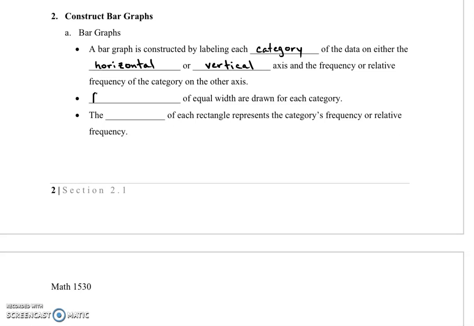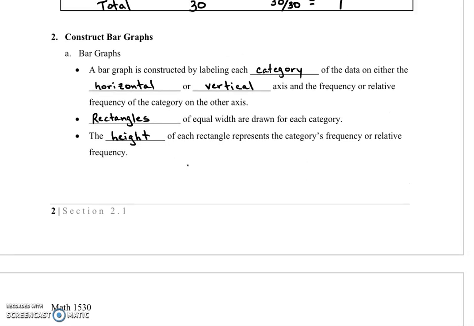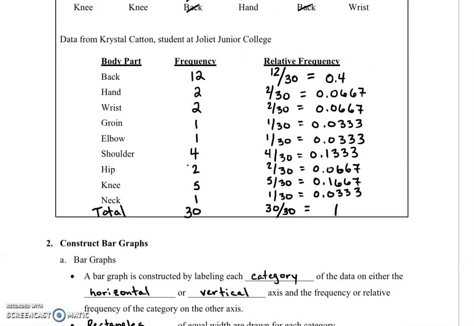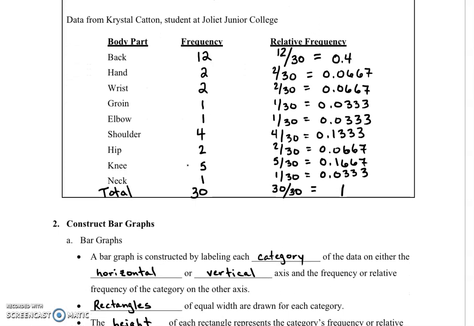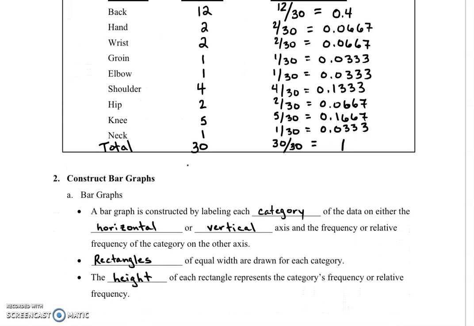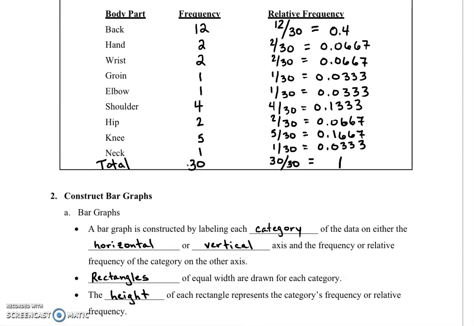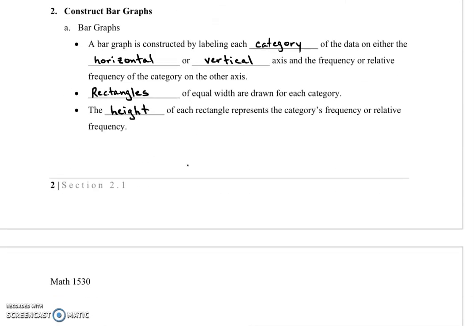Then rectangles of equal width are drawn for each category, and the height of each rectangle represents the category's frequency or relative frequency. So let's use the data from the end of the part 1 video for this section that had the body parts and the frequencies to construct both a frequency and a relative frequency distribution.